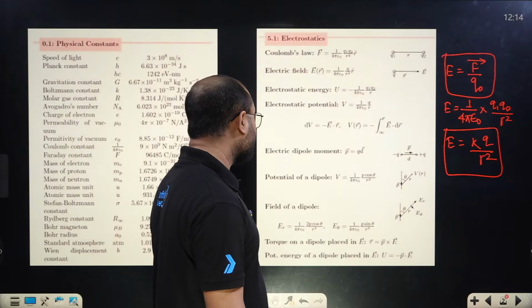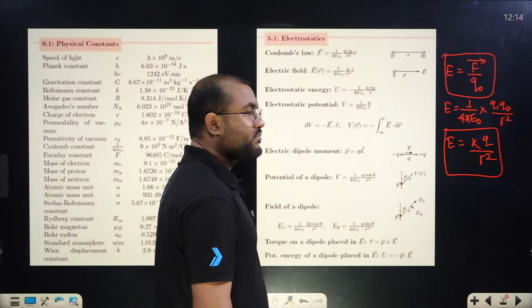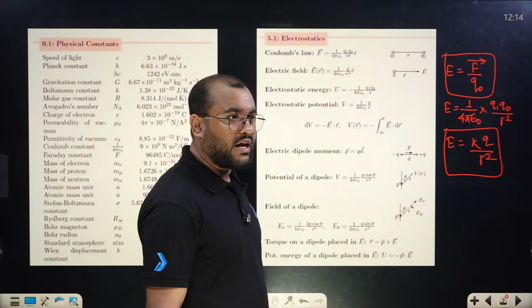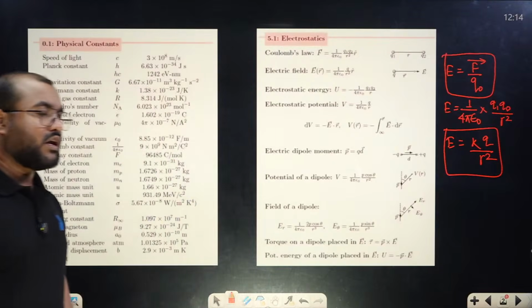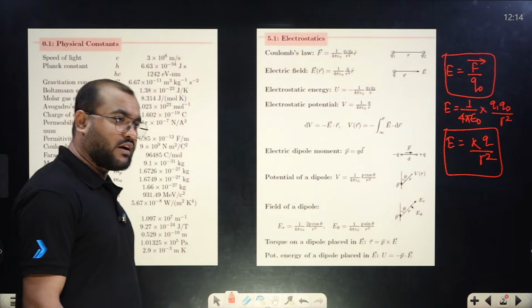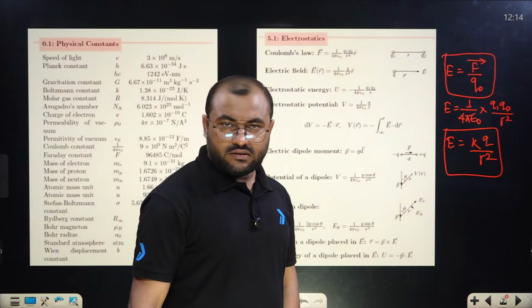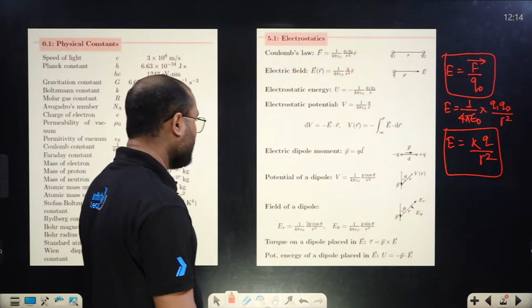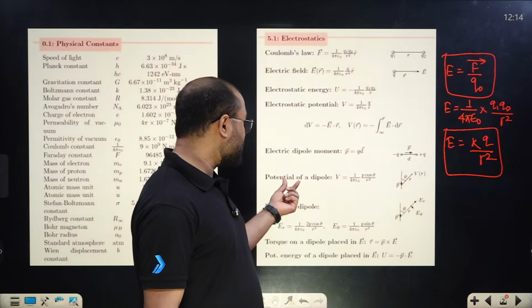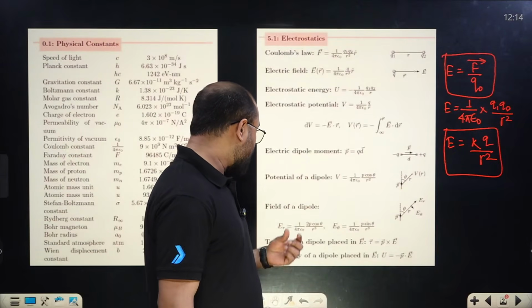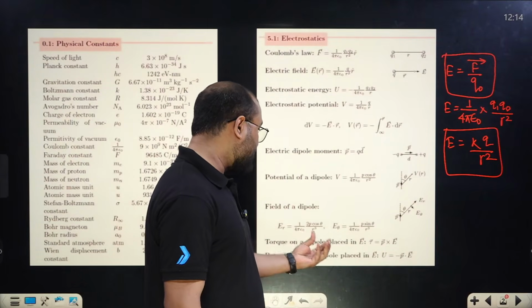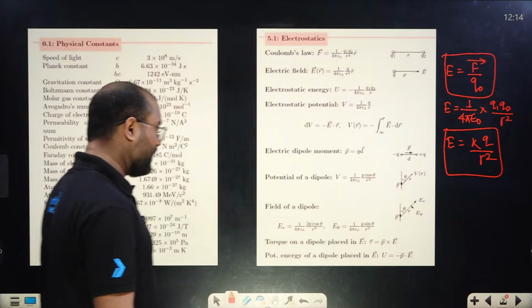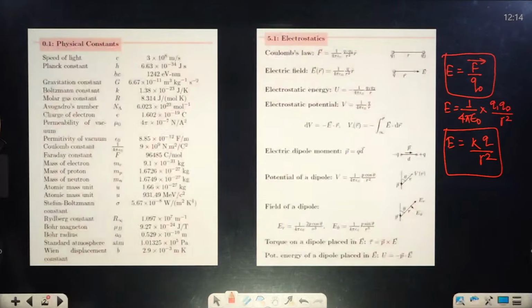After that, we'll talk about the electric dipole moment. I believe you know what a dipole is: two equal and opposite charges which are kept a small distance apart. That is called a dipole. Then we talk about the potential of the dipole. After that, the field of the dipole. So these are the basic formulas that we talk about when we are talking about electrostatics, everyone.